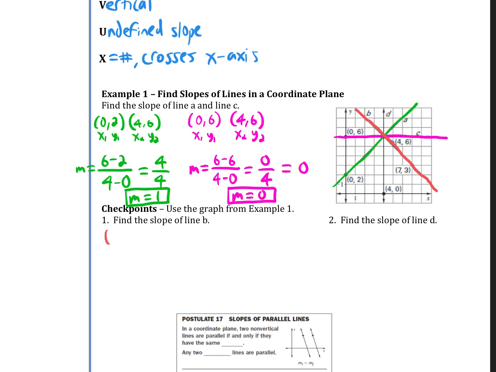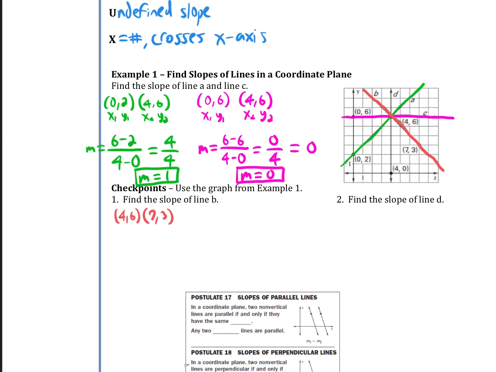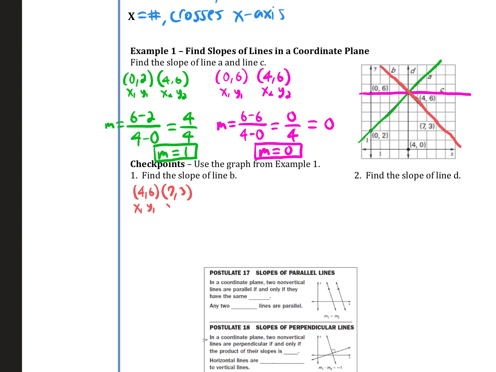What 2 points do we have for line B? We have (4, 6) again, and we also have (7, 3). We label our points x1, y1, x2, y2. You could also rearrange those. You could call this point x2, y2, and the other point x1, y1. You just have to be consistent. M equals y2 minus y1, so 3 minus 6, over x2 minus x1, 7 minus 4. That's negative 3 over 3. So M equals negative 1. Negative 3 divided by 3 is negative 1.